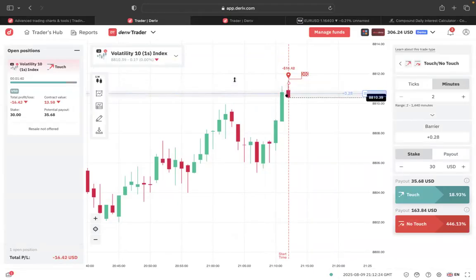Now, this is where money management comes in, because even if I lose this trade, I'm going to be using my money management strategy to recover my loss, and then I'm going to continue. So let's see how this works.